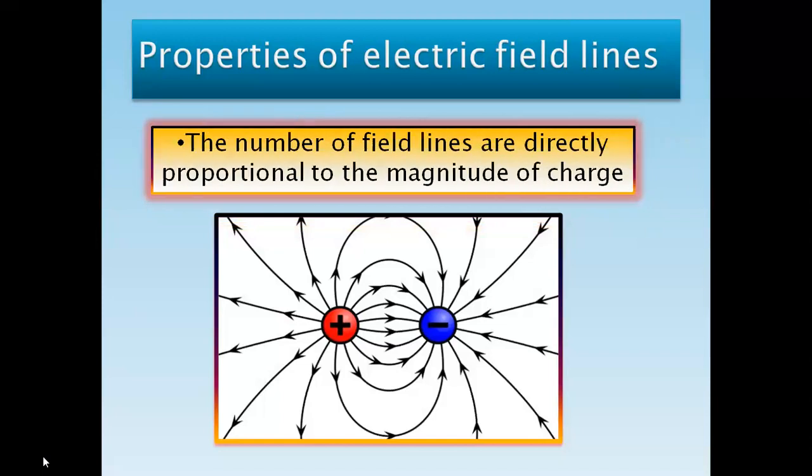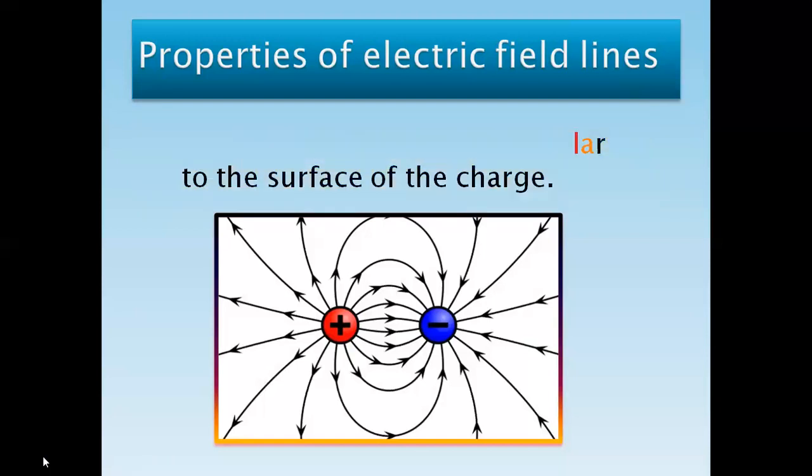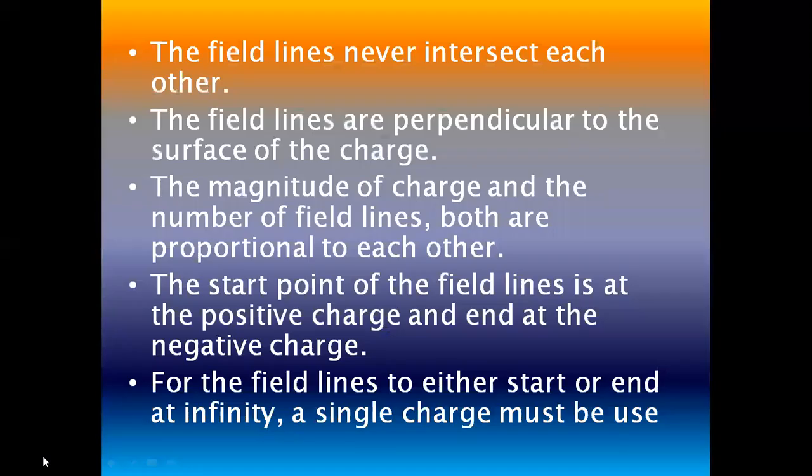So next property is the number of field lines is directly proportional to the magnitude of charge. Once again, the number of field lines is directly proportional to the magnitude of charge. If we have 1 coulomb charge, a smaller number of field lines are there. If we have 50 coulomb, more field lines are there. Then, the field lines are always perpendicular to the surface of the charge. So these are some of the important properties of electric field lines.